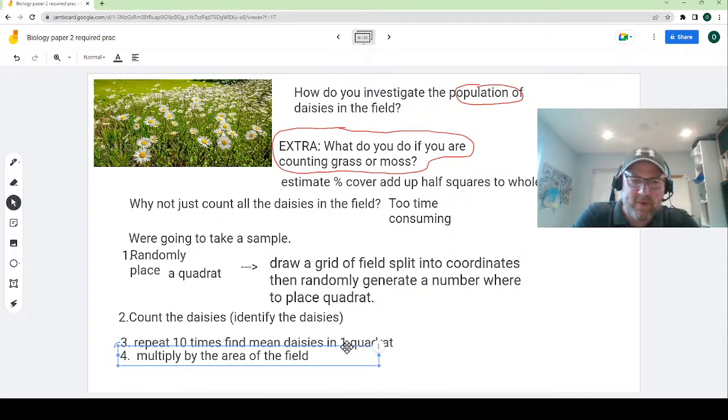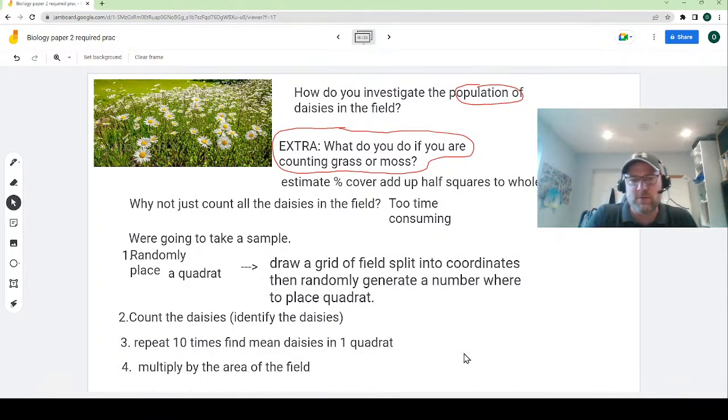I'm going to show you where it can get a little bit messy. So, right, speeding through, what do you need to know off by heart coming into your ecology practical is randomly place a quadrat, count the daisies in the quadrat or whatever they're asking you to count, repeat 10 times, find the mean number of daisies in one quadrat, then multiply up by the size of the field. And that's really your basics.